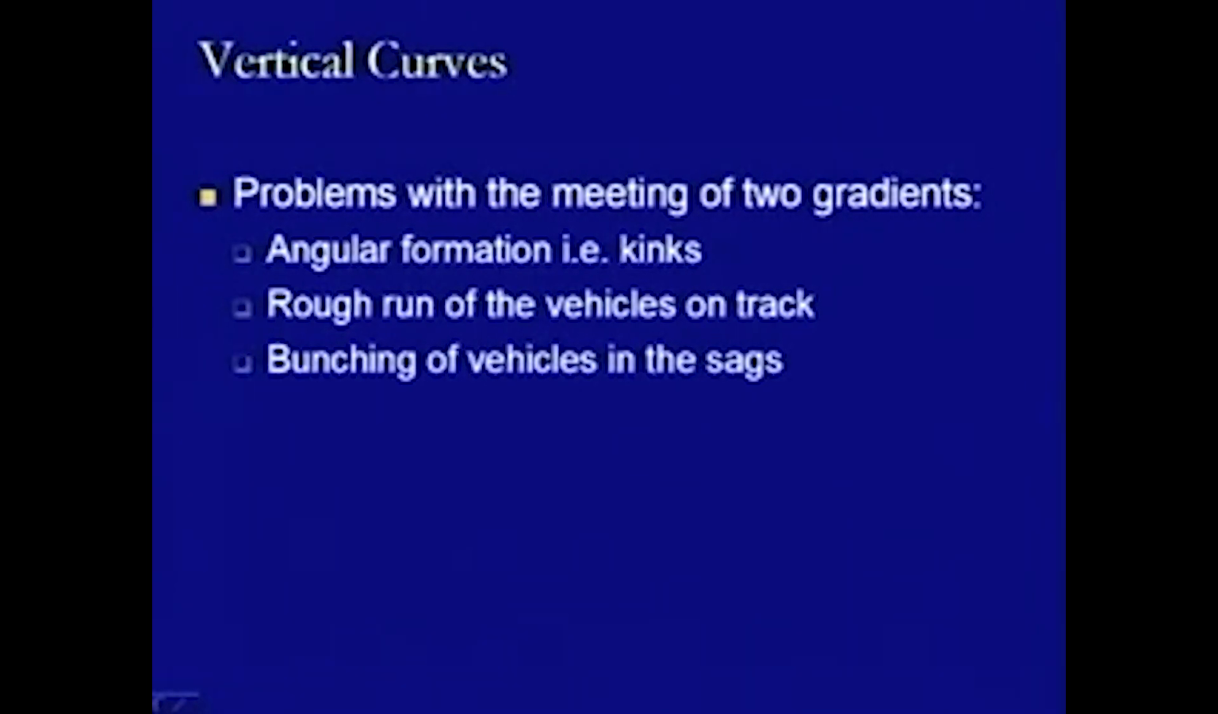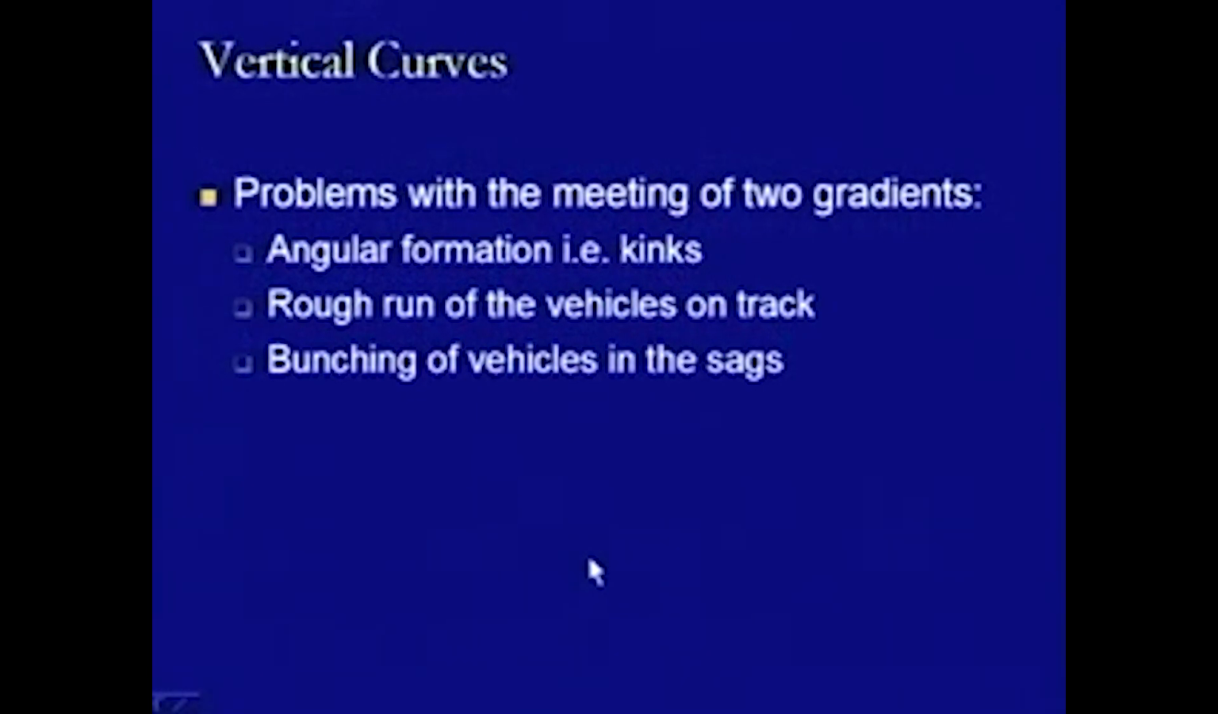Another problem which will happen because of the gradients is bunching of vehicles in the sags. Sags are defined as the depressed portions of the gradients. What we can assume here is that there is a falling line which meets an upward line, like this. These two meet at this point, and this is the lowest point in this trajectory. This is what is a sag.